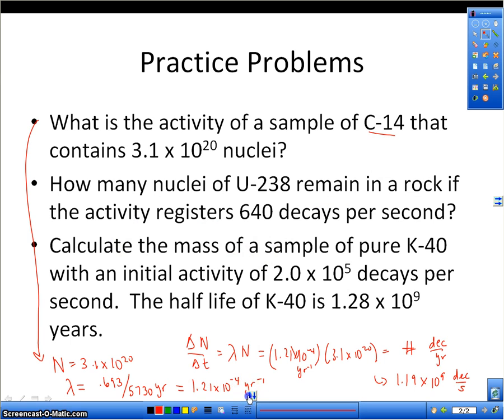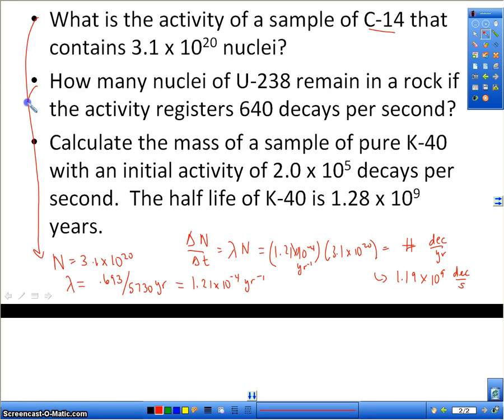Okay, another example will work, and then I'll let you work the last one yourself. How many nuclei of uranium-238 remain in a rock if the activity registers 640 decays per second? So in this case, the activity is 640 decays per second, and they want to know how many nuclei are remaining.